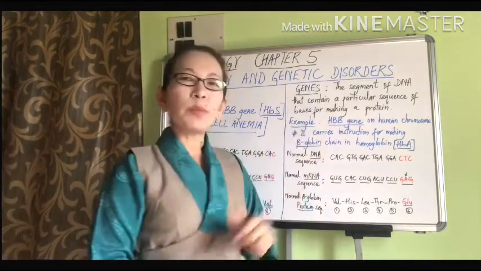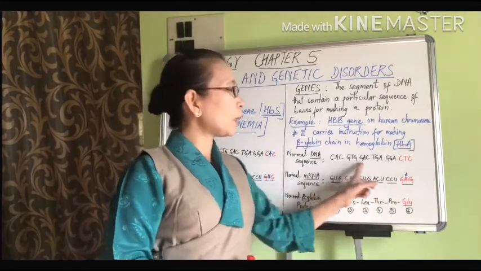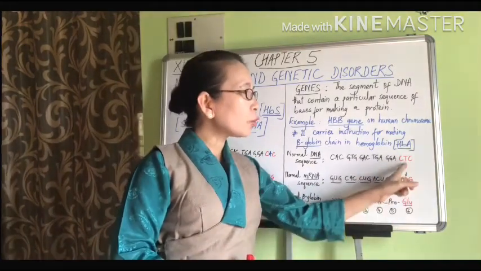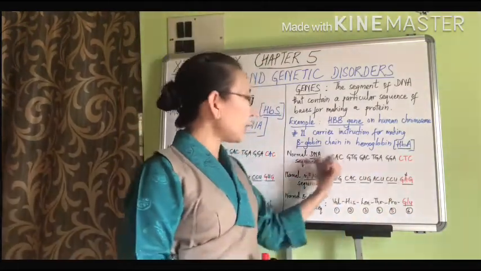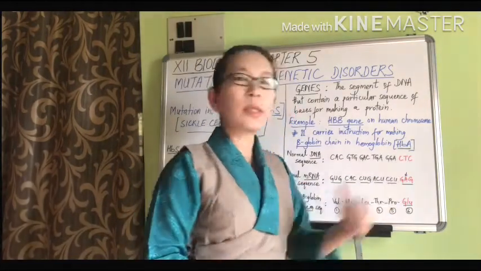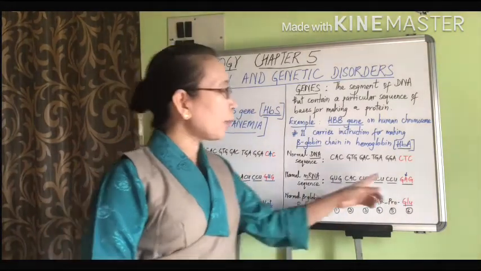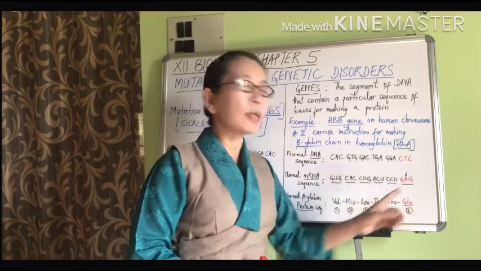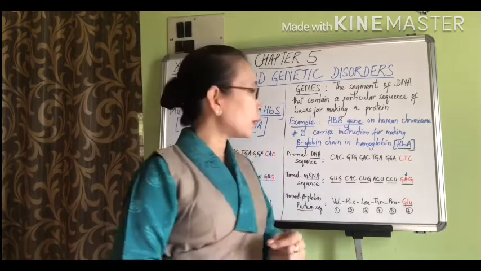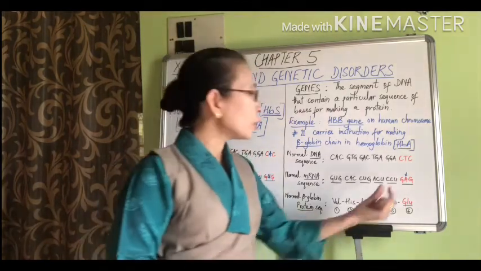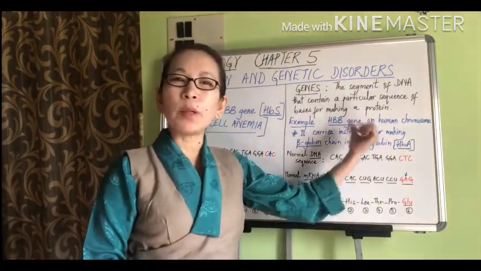Now, in a normal HBB gene, the DNA sequence reads as CTC. You can ignore these other sequences, but you have to know the sequences which I have written in red color. So the normal DNA sequence in the HBB is CTC, which would then be copied into an mRNA, and the mRNA codon of CTC reads as GAG. And this is the 6th codon. Please keep in mind the position of the codon. So this is the 6th codon in a normal mRNA of the HBB gene.